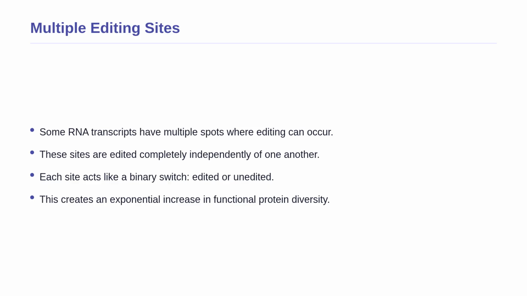Because these sites are independent, the combinations multiply. This means that adding just a few editing sites creates an exponential increase in the functional diversity of the proteins a cell can produce from just one single gene.